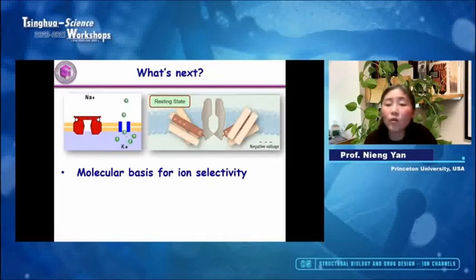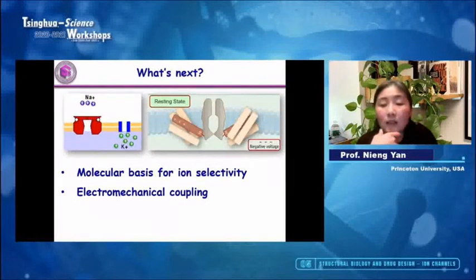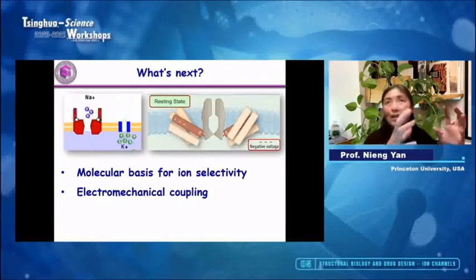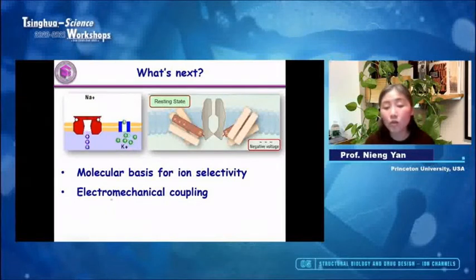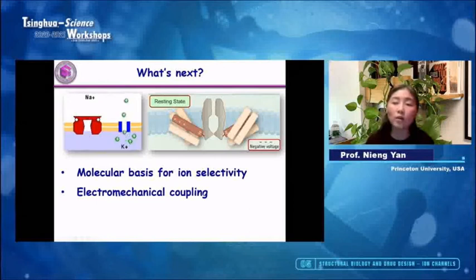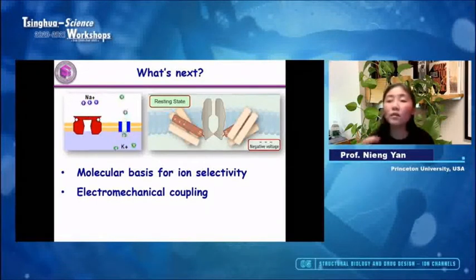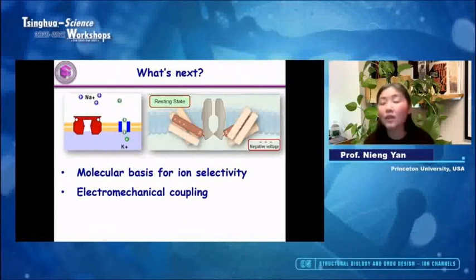But just let me tell you our current challenge. As I said, the process from voltage sensing to the gate opening or closure is known as electromechanical coupling. To understand this process, we still need two structures at the minimum. One is the channel at the resting state. Another is the one in the activated state.